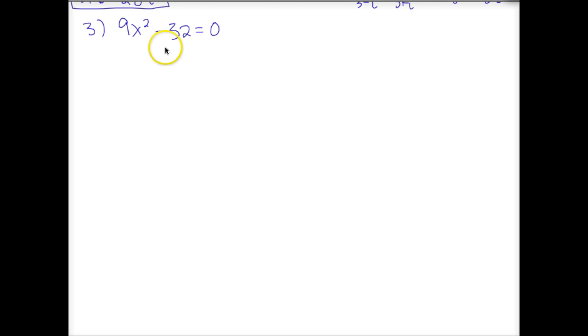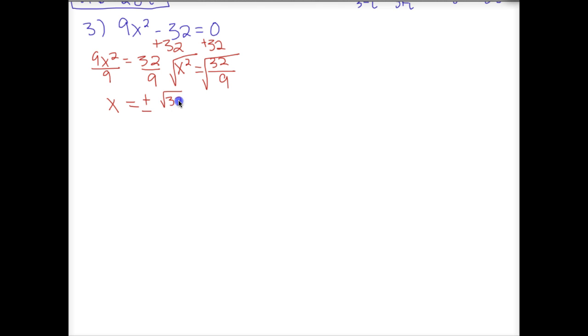So to solve by square roots, I need to isolate the squared term first. So that means I'm going to add 32 to both sides. 9x squared equals 32. Still not alone yet. I need to divide by 9. So x squared equals 32 over 9. Once my squared term is alone, then I take the square root on both sides. So on the left, the square root and the squared undo each other. On the right, whenever I solve with square roots, I have to put in a plus or minus. So plus or minus square root of 32 over the square root of 9.